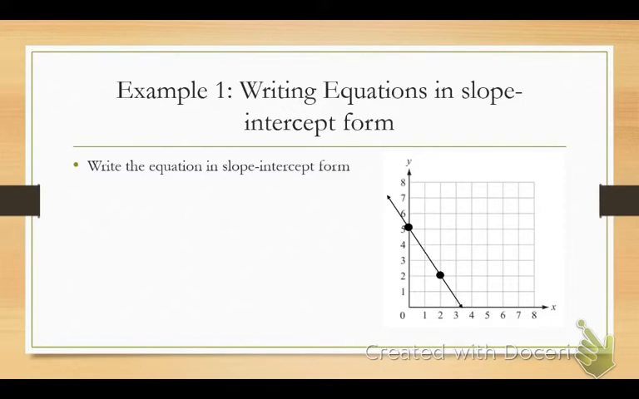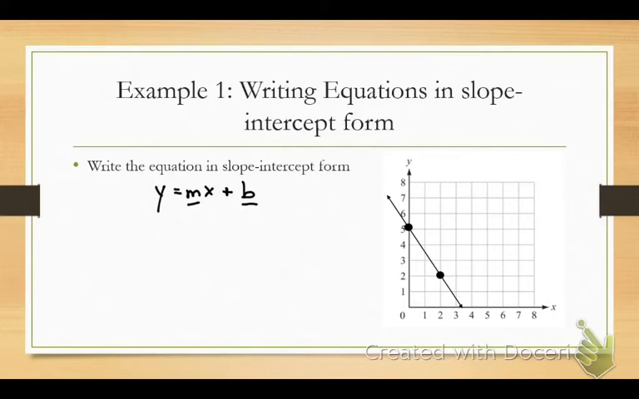Okay? So write the equation in slope-intercept. I want you to start with your formula. Y equals mx plus b. I want you to underline the m and underline the b. These are the two parts of your formula that you need to figure out.